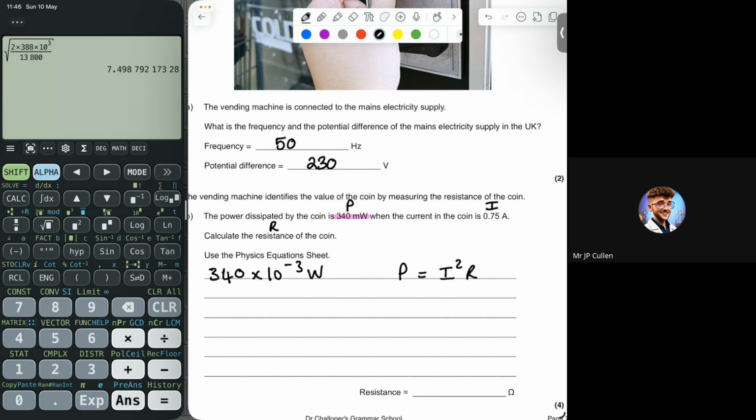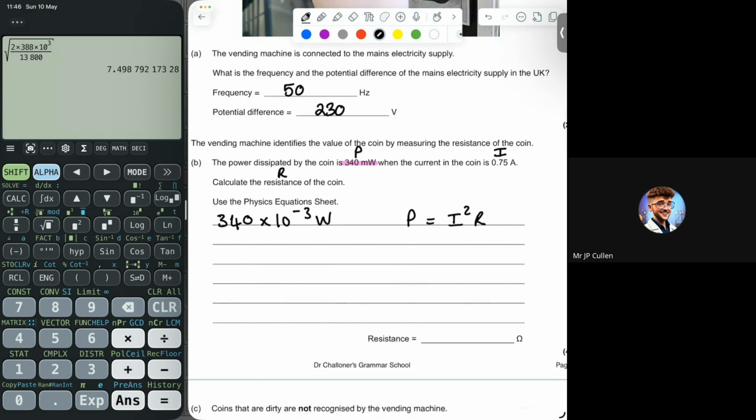We're trying to find the resistance of the coin, so we can do some substitution. Like I said, it's up to you how you do this. You can either put the numbers in first, or you can rearrange to make R the subject. You'll probably make fewer mistakes if you put the numbers in first, but if you're pretty confident with maths, you can just rearrange it straight away. So P over I squared equals the resistance, and then we just substitute numbers in.